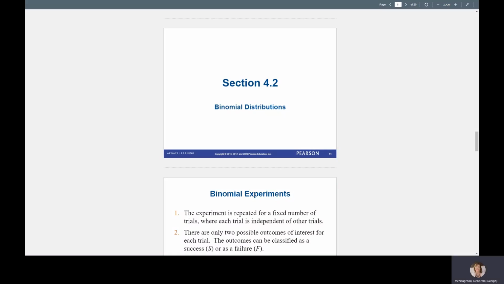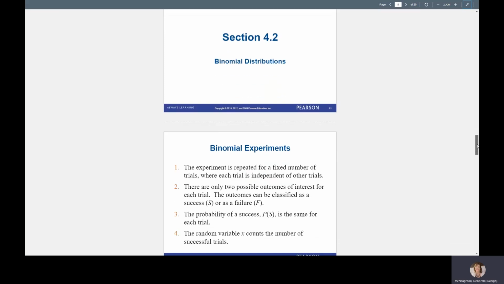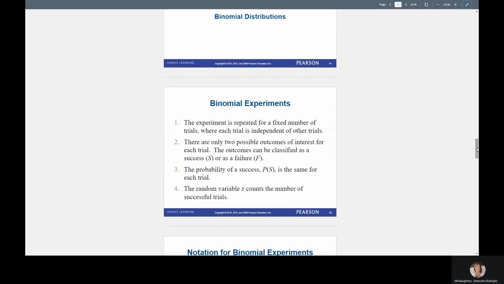All right, class. So section 4.2 is about binomial distributions. This is just a type of probability distribution, and it is a discrete distribution because it is countable. A binomial experiment is an experiment that's repeated for a fixed number of trials, where each trial is independent of the other trials, and there are only two possible outcomes of interest for each trial.